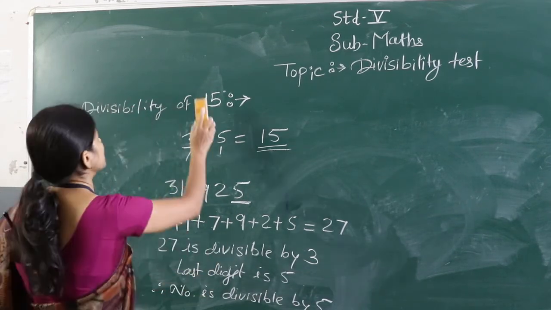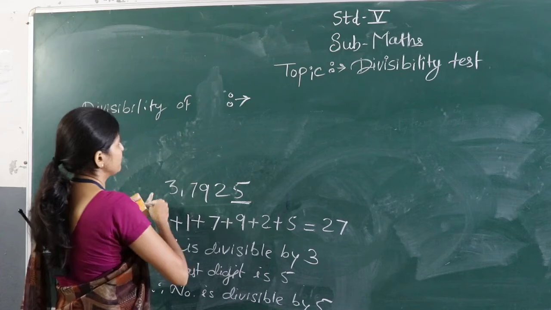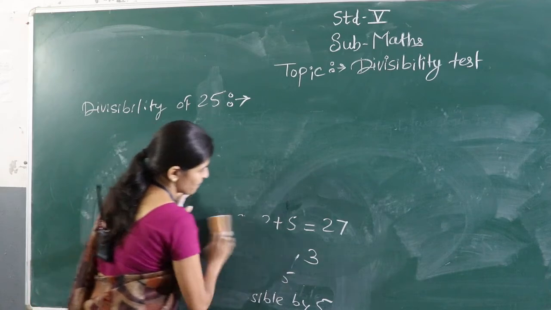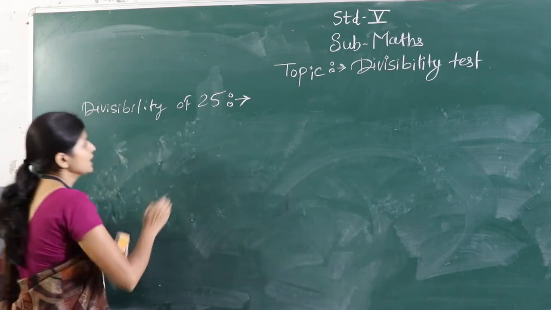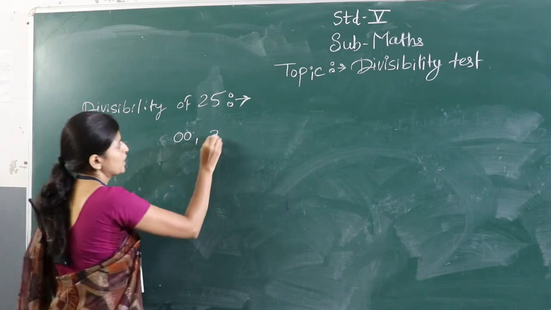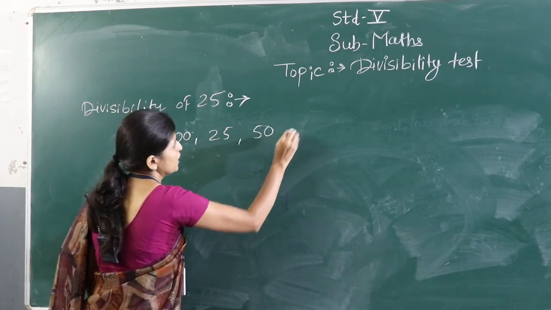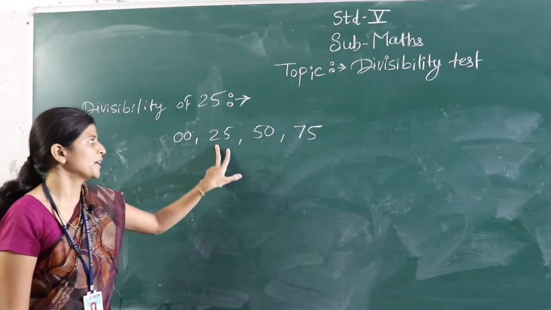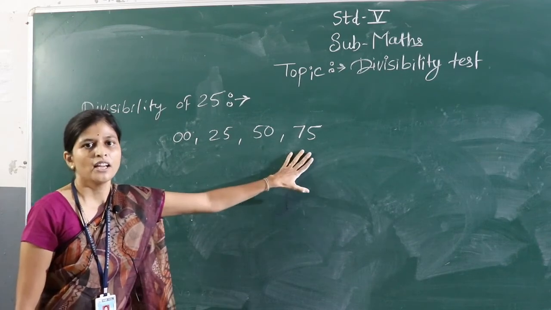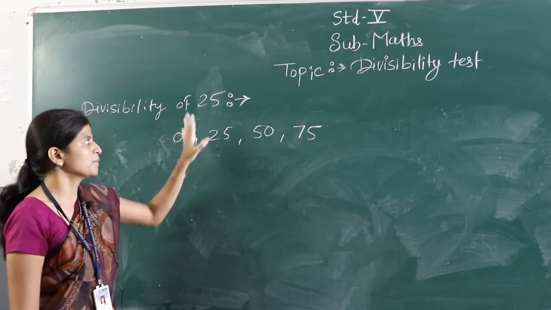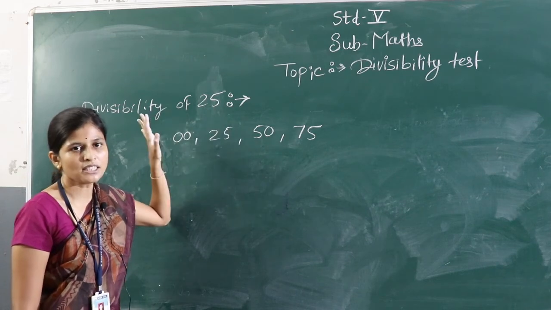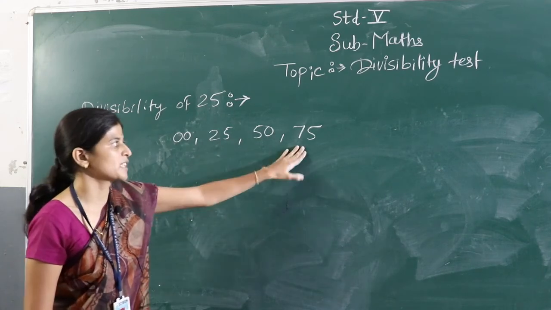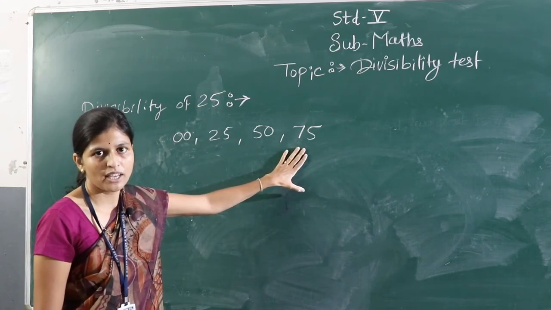Now our last divisibility, that is divisibility of 25. Again, divisibility of 25 is very easy. What is divisibility of 25? If the last digits are 00, 25, 50 or 75, if the last digits of any number are any of these four, that means the number is divisible by 25, otherwise not. If any number has unit digits 00, 25, 50 or 75, then the number is divisible by 25, otherwise not.